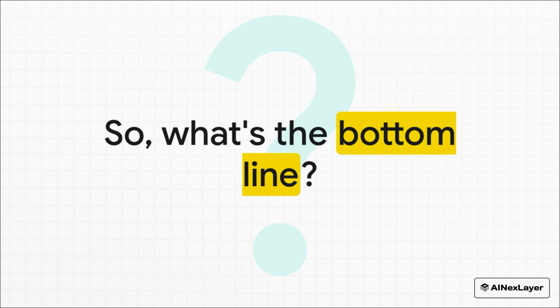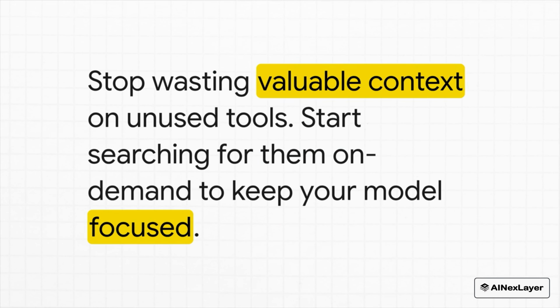So we've gone through the problem, the solution, and how to make it all work. After all that, there's one core idea to take away from this. And it really all boils down to this. We need to shift from static, bloated context windows to a more dynamic, efficient approach. Stop wasting precious context by preloading tools you might not even use. Start searching for them on demand. It's a simple change that keeps your model lean, focused, and ready for the actual work.